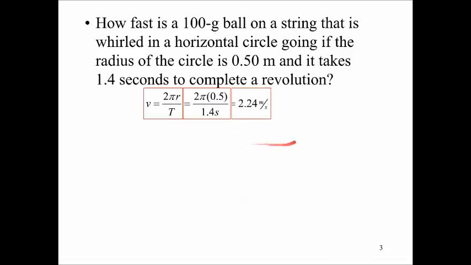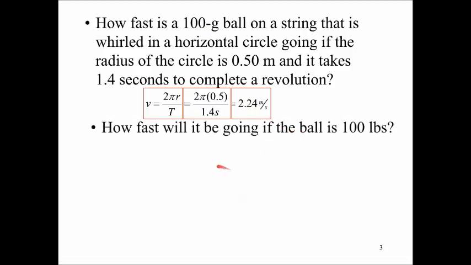Pretty straightforward. Notice that in none of these calculations am I including the 100-gram ball. So the question then, how fast would a 100-pound ball be moving in the same situation at 0.5 meter radius in 1.4 seconds? Well, it would just be 2.24 because the mass is not figured in this formula.